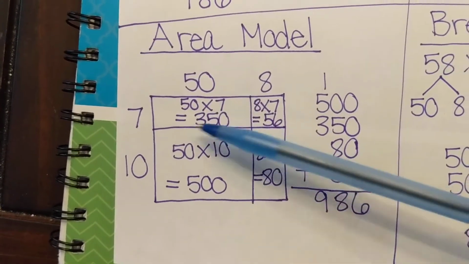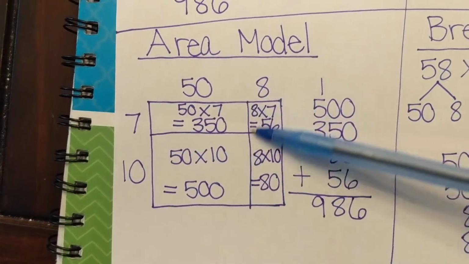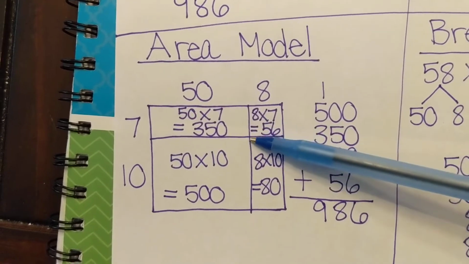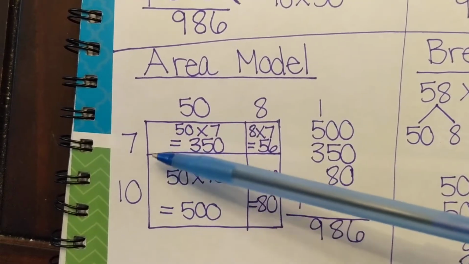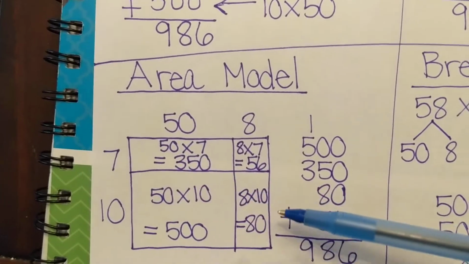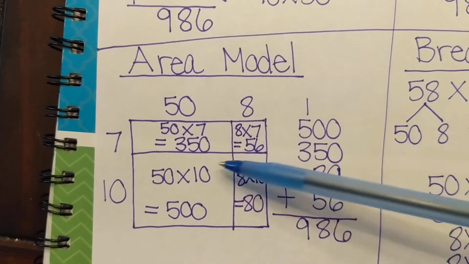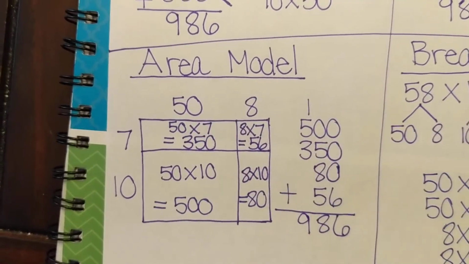And the reason we call it the area model is because we want to imagine that this rectangle is a 50 by 7 rectangle. This rectangle is an 8 by 7 rectangle. This is a 10 by 50 rectangle. And last but not least, this is an 8 by 10 rectangle. So that's why it's called the area model.